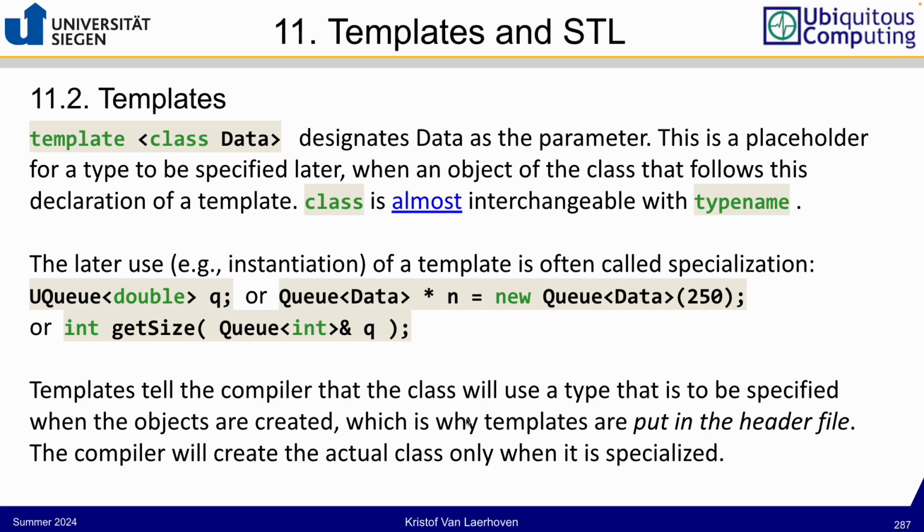Now, since this is all a compiler thing, we typically put all of this in the header file and not in the CPP file. And you will see that if you put these things in the CPP file, things will go wrong, and you will probably get linking errors, because the compiler will then do replacing of code, basically. And that is why, when we use templates, we typically put everything into one file.